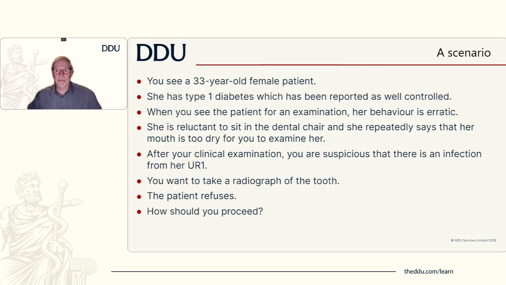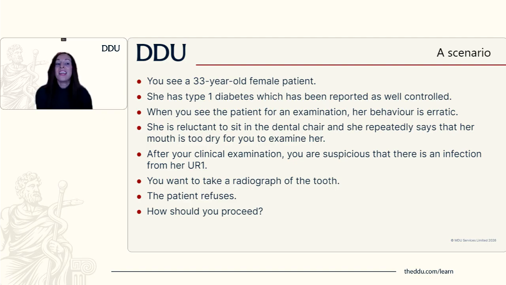Okay, so we've just got a scenario now. So you see a 33-year-old patient. She has type 1 diabetes, which has been reported as well controlled. When you see the patient for an examination, her behaviour is erratic. She is reluctant to sit in the dental chair, and she repeatedly says that her mouth is too dry for you to examine her. You eventually get her to sit in the dental chair and accept a clinical examination, and you are suspicious that there is an infection from her upper right one. You want to take a radiograph of the tooth. The patient refuses. How should you proceed?